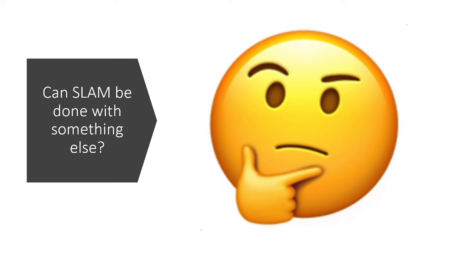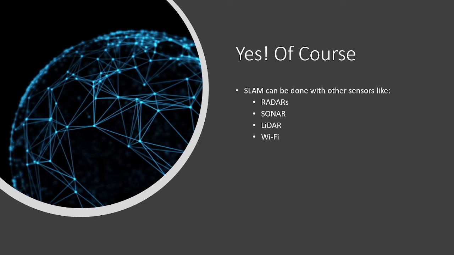So can SLAM be done with something else? Why only cameras? Can we use any other equipment? Yes, of course it can be done. It can be done using radars, sonars, lidars, and recently it can also be done using Wi-Fi, such as in your automated robot cleaners, those robot vacuum bots which vacuum your entire room. It can also work on Wi-Fi. It works on computer vision, it can work on radars, it can work on short sonars, and in the future it might even work on lidars and other sensors to create a better map of the surroundings.